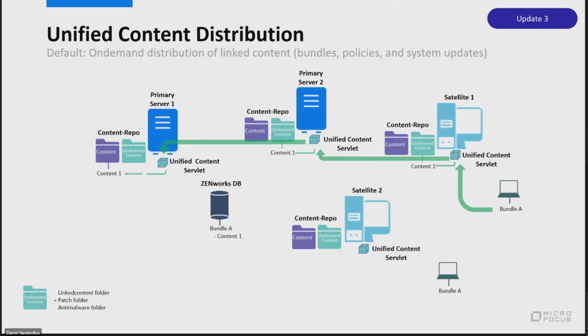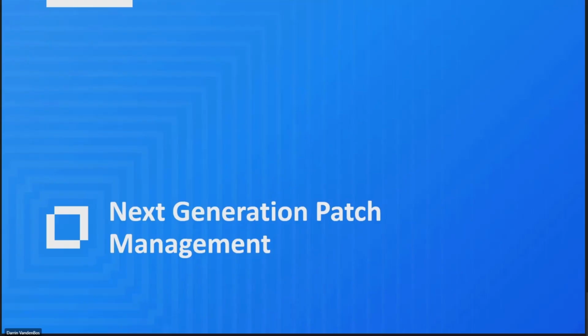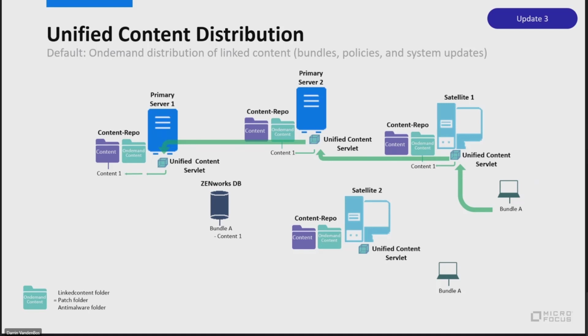In addition to that, we also clean up on-demand content on a different schedule than we do replicated content. So by default, on-demand content that is unused after 30 days is cleaned up, and you can determine that.